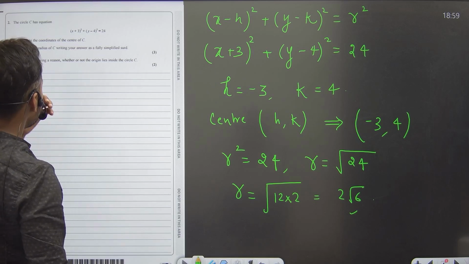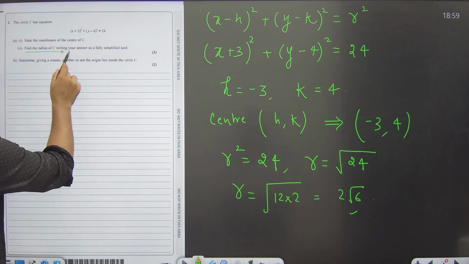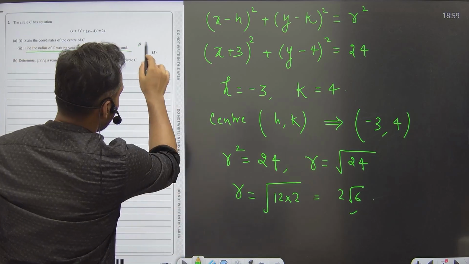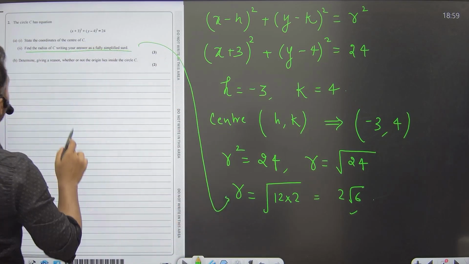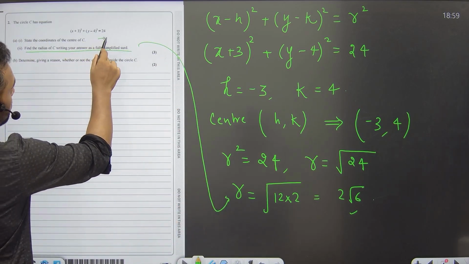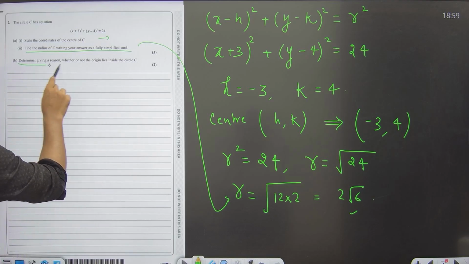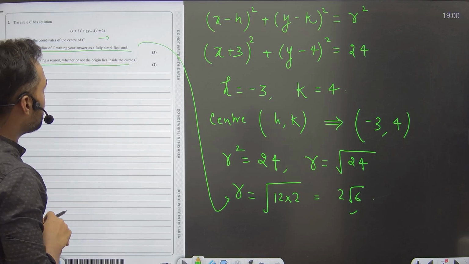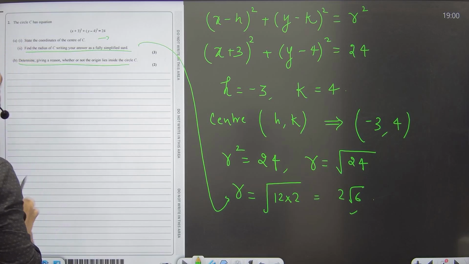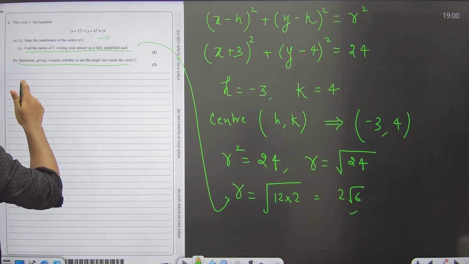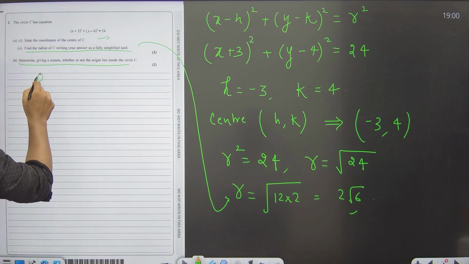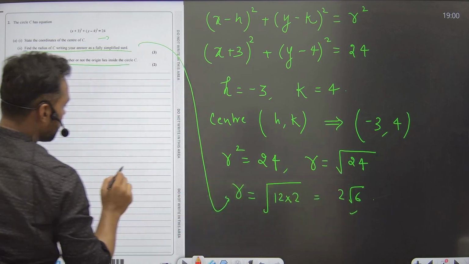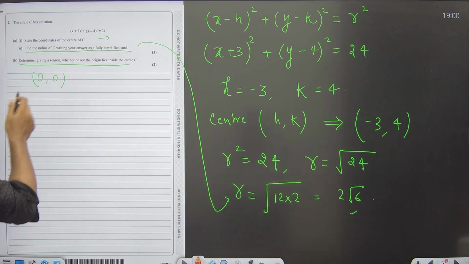Now, find the radius of C, writing your answer as a fully simplified surd, which we have already done. State the coordinates of the center of C, it is also done. Next part is determine, giving a reason, whether or not the origin lies inside the circle. Okay, students, for part B, the origin is (0, 0). So for (0, 0), whether it lies inside the circle or not.